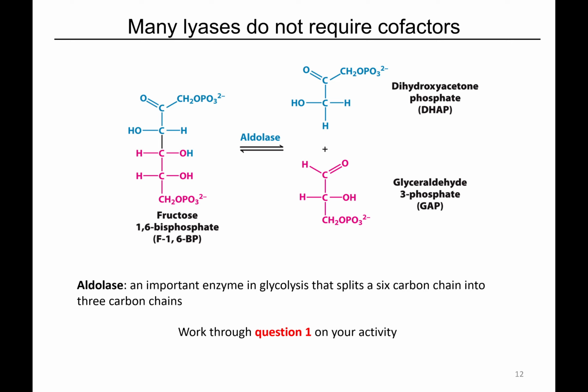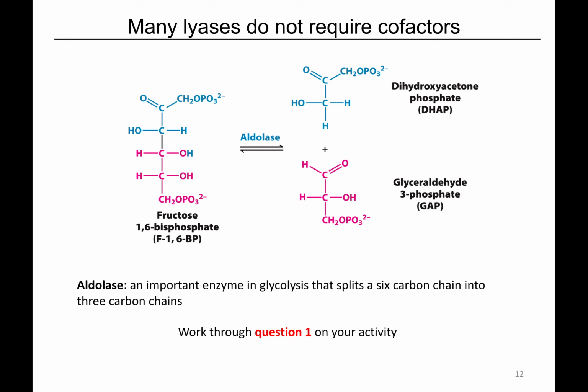Okay, what we see here is we start off with a 6-carbon sugar, a phosphorylated sugar. Okay, the enzyme aldolase breaks the bond between carbon 3 and carbon 4, and we end up with an aldehyde, and we end up with this sp3 hybridized carbon on C3.